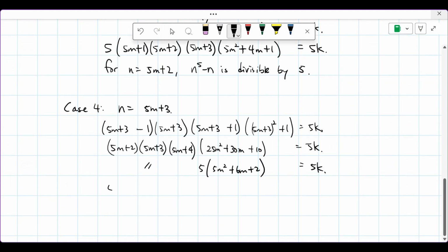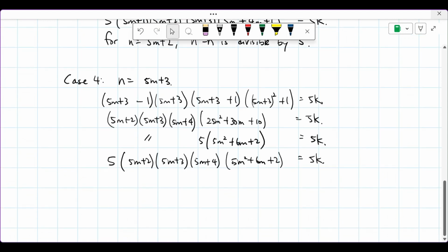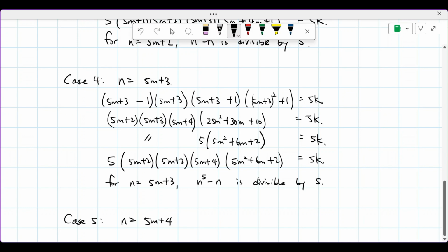So I think we can say that 5 can be factored out from the last factor. Which means that we can represent it as 5 times 5m plus 2 times 5m plus 3 times 5m plus 4 times 5m squared plus 6m plus 2 is equal to 5k. So therefore, we know that it's 5 times an integer, so therefore it is divisible by 5. Okay, next case is when n equals 5m plus 4.